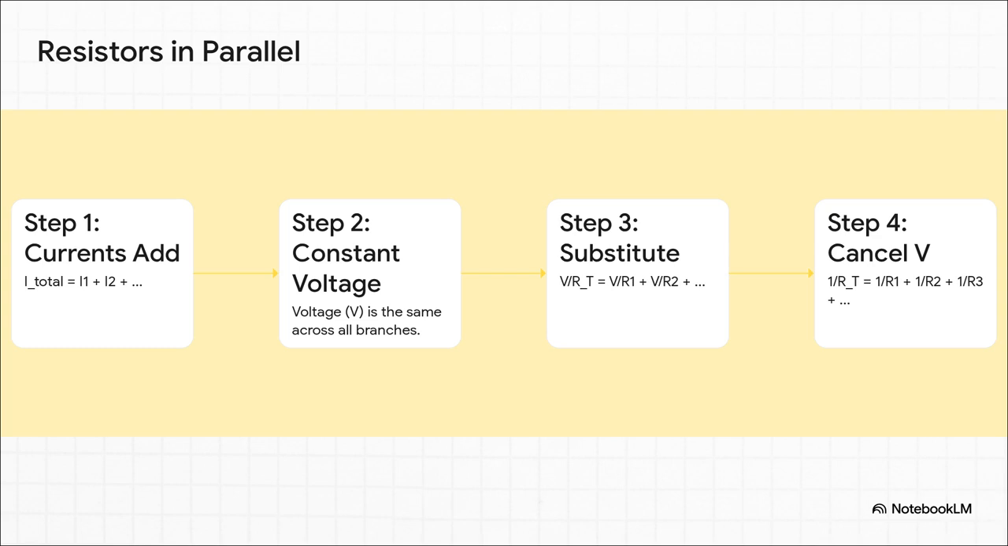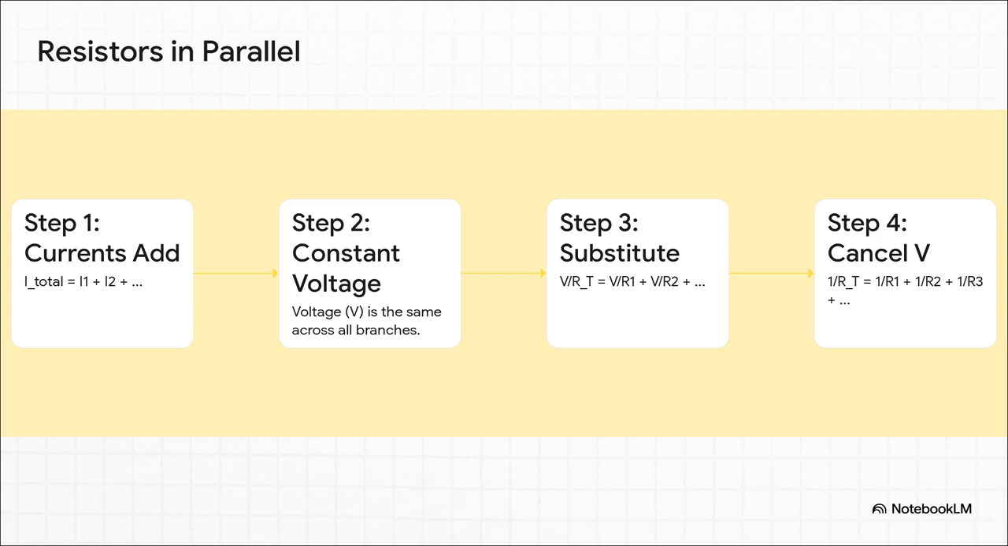Then we use the second law. The voltage V across each of those parallel branches is the same, step two. Now we sub in Ohm's law again, but this time arranged as I equals V over R. And since V is the same for every term, we can cancel it out and we're left with that famous reciprocal formula. Here's a killer exam tip.